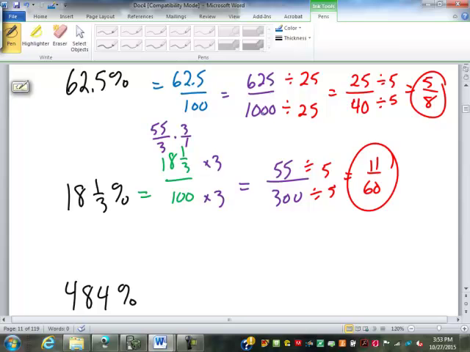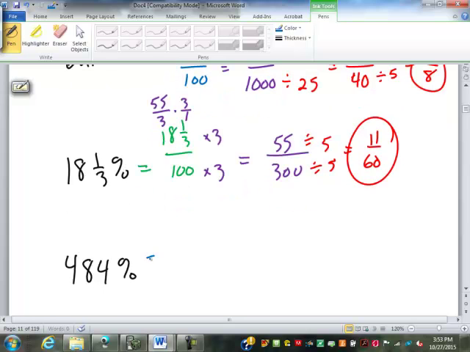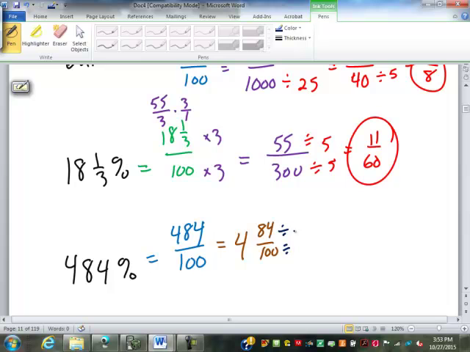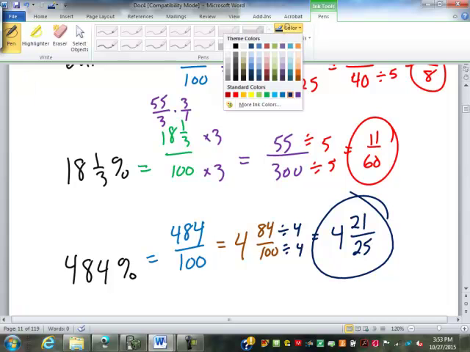And finally, 484% is going to become 484 out of 100. And that'll reduce to, well, first thing I'd do is make it into a mixed number, which would be 4 and 84 hundredths. And then divide by 4. 84 divided by 4 is 21. 100 divided by 4 is 25. All done. Add the 4. Perfect. 4 and 21 25ths.